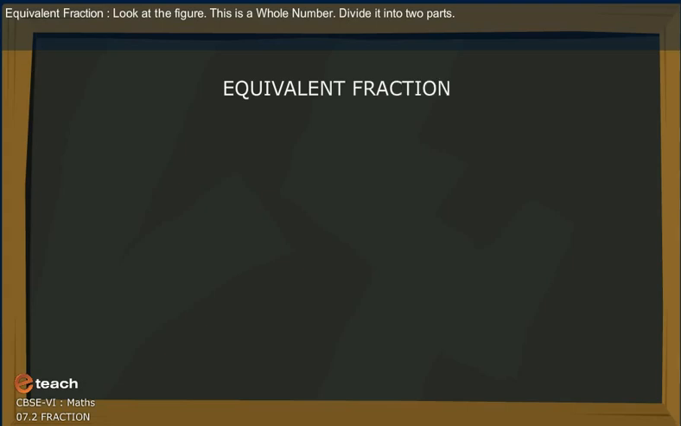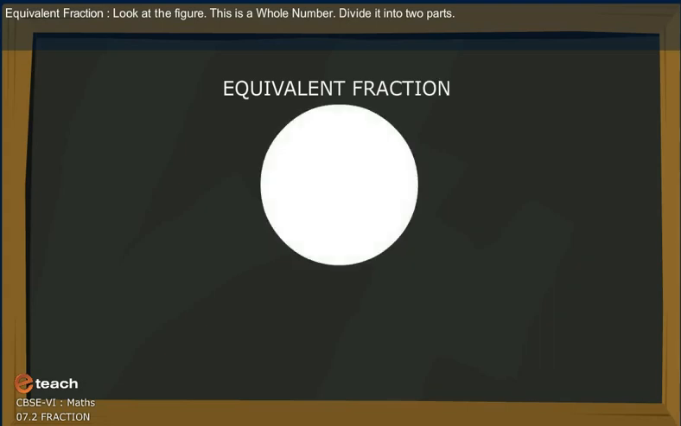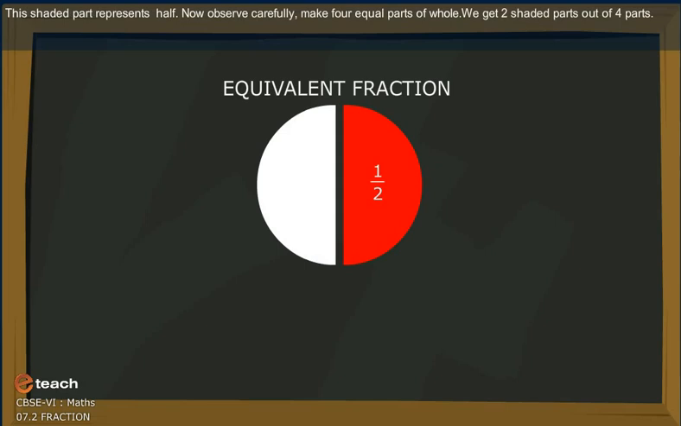Equivalent fraction. Look at the figure. This is a whole number. Divide it into 2 parts. This shaded part represents half. Now observe carefully. Make 4 equal parts of the whole. We get 2 shaded parts out of 4 parts.